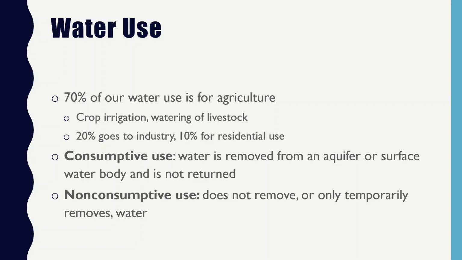Non-consumptive use is a much smaller portion. So if you're going to pipe some type of water in order to cool a system at a power plant and then pump that warmer water back out, which I'll talk about, that can have its own issues. But that's non-consumptive use. It does not remove the water, it only temporarily removes it. And we can have some pretty great effects on water supplies.